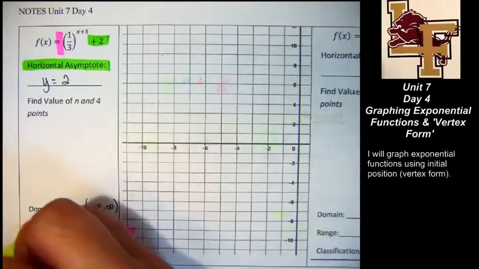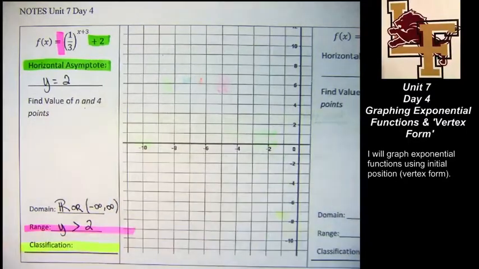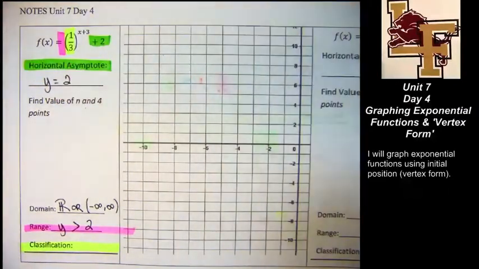Classification: is it a growth or is it a decay, without graphing? It's a decay. How do you know? Because I see a fraction right here, and this fraction is smaller than 1. Perfect.